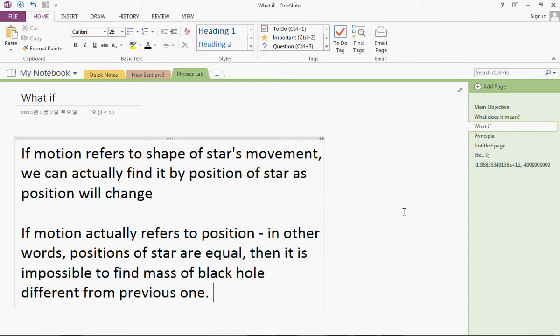Now, if motion refers to the position, and the position is the same, which is impossible because the gravity increased, then it's impossible, because you are using the same position data to find the mass of the black hole, which will give you the same mass.